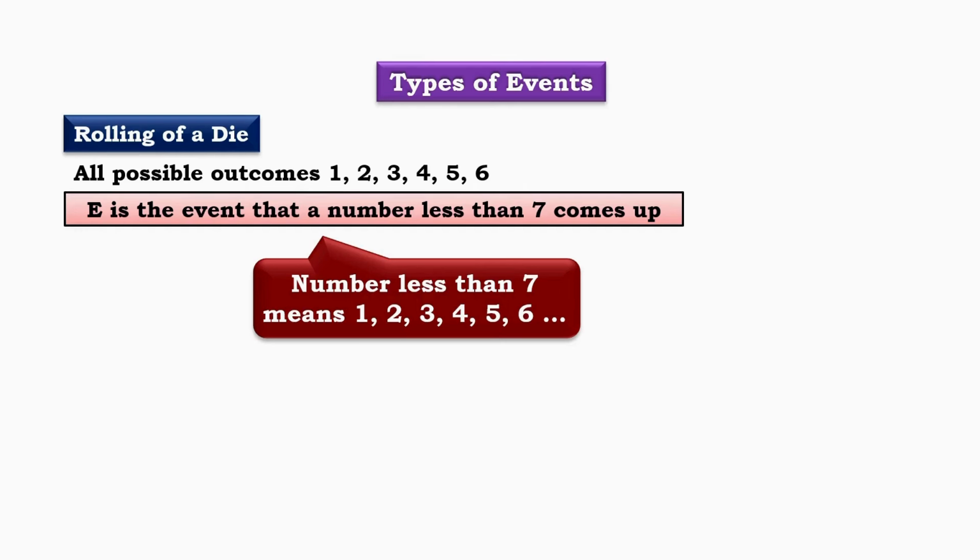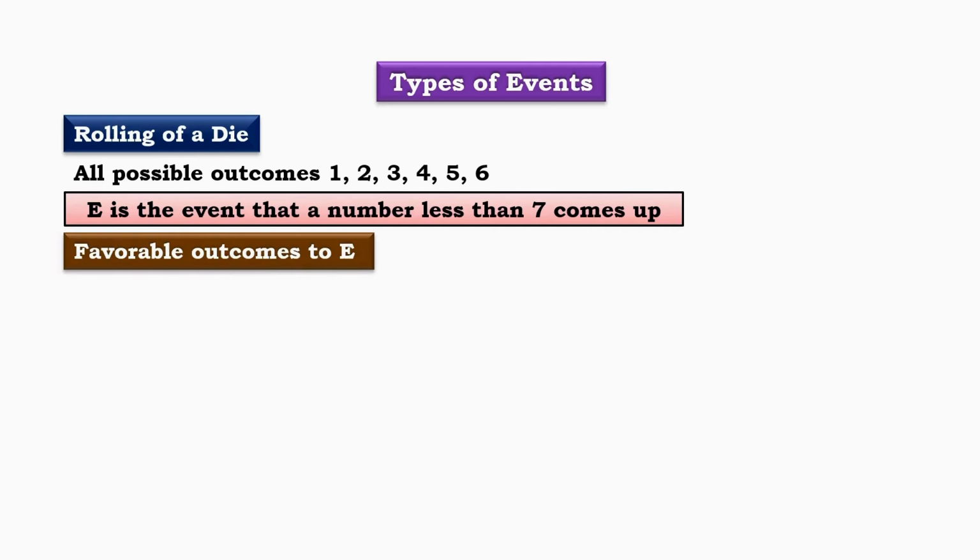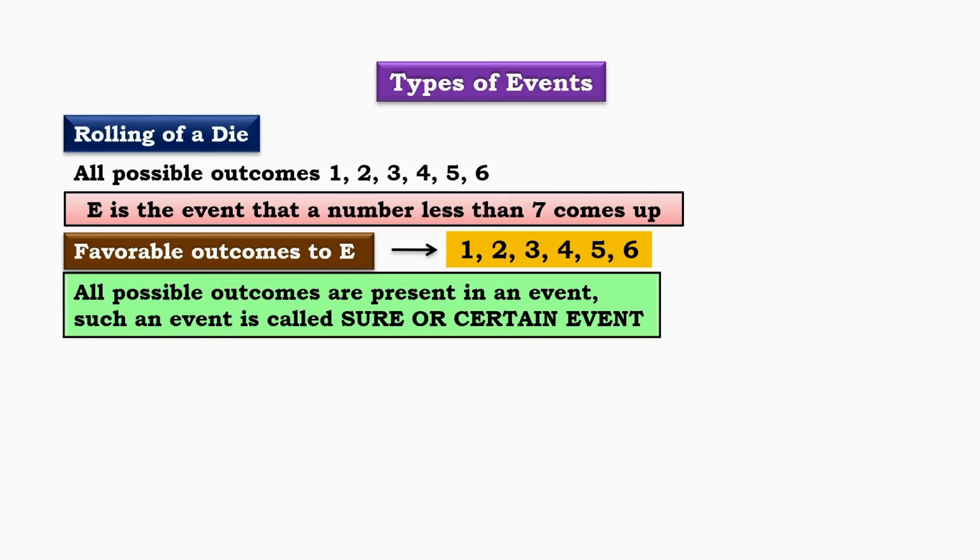If I ask you what the favorable outcome is in this case, the favorable outcomes are all 6 numbers, 1, 2, 3, 4, 5, 6, because on a die the numbers go from 1 to 6 and each is less than 7. So all possible outcomes are present in the event. Such an event is called a sure or certain event.